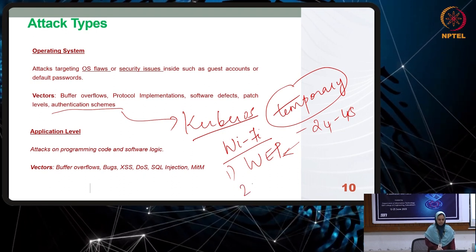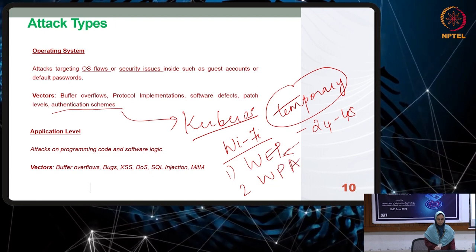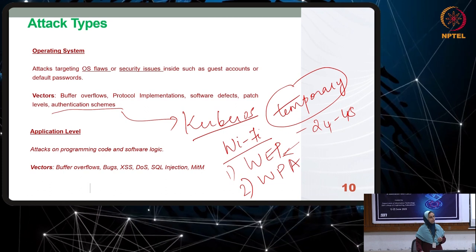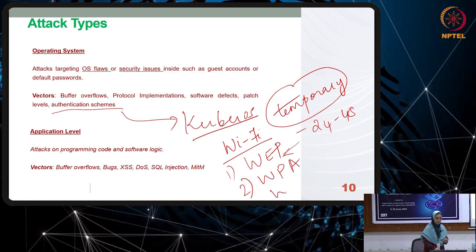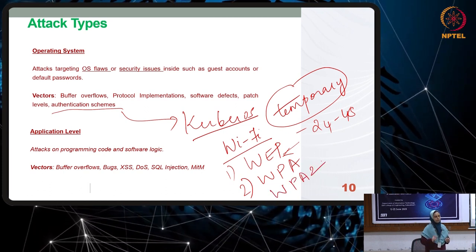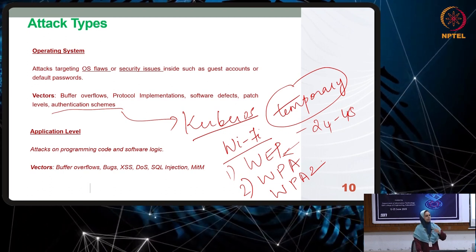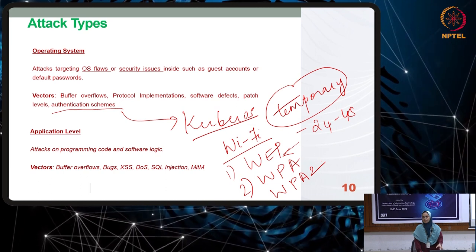So then came WPA, Wi-Fi Protected Access. It is more secure than WEP. Now currently people are using WPA2, which is the newer version of WPA. So this is like a hierarchy. These are all authentication scheme examples I am giving you.